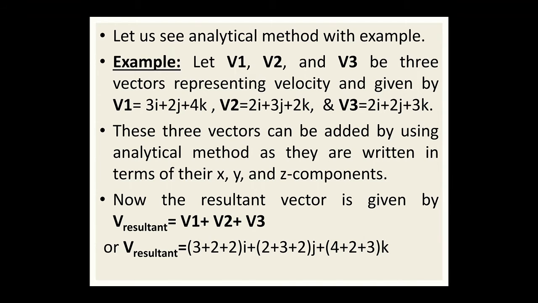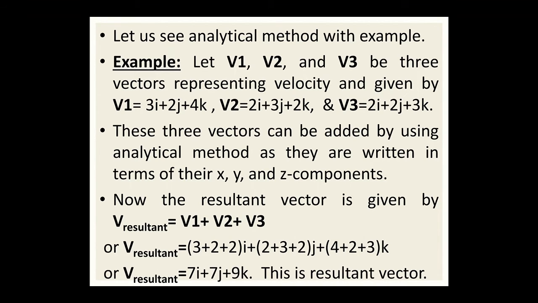So your final vector is 7i plus 7j plus 9k. When you add these three vectors v1, v2 and v3, you get a new vector called v resultant, whose magnitude along the x-axis is 7, along the y-axis is 7, and along the z-axis is 9. So your final vector is 7i plus 7j plus 9k. This is the resultant vector.